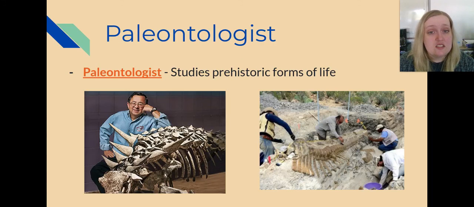One is paleontologist. A paleontologist is a scientist who studies prehistoric forms of life. Paleontology is usually famously related to dinosaurs. There are different types of paleontologists, though. They can study, for example, a paleobotanist that looks at plants.